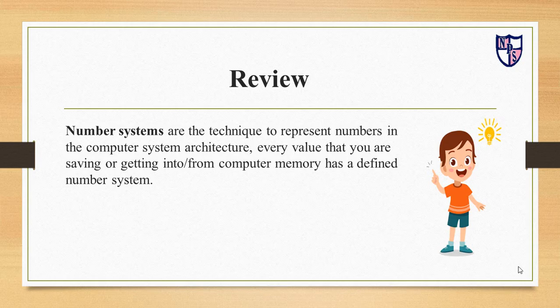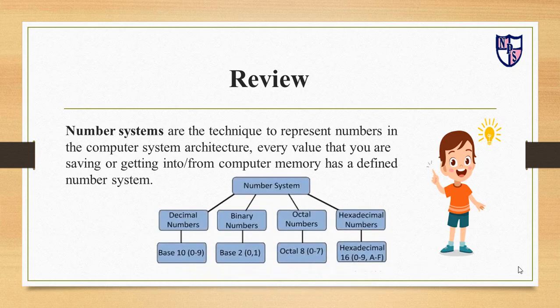Number systems are the techniques to represent numbers in the computer system architecture. Every value that you are saving or getting from the computer memory has a defined number system. Computer architecture supports the following number systems. Number 1 is decimal number system, number 2 binary number system, number 3 octal number system, and number 4 hexadecimal number system. This is also called hex.